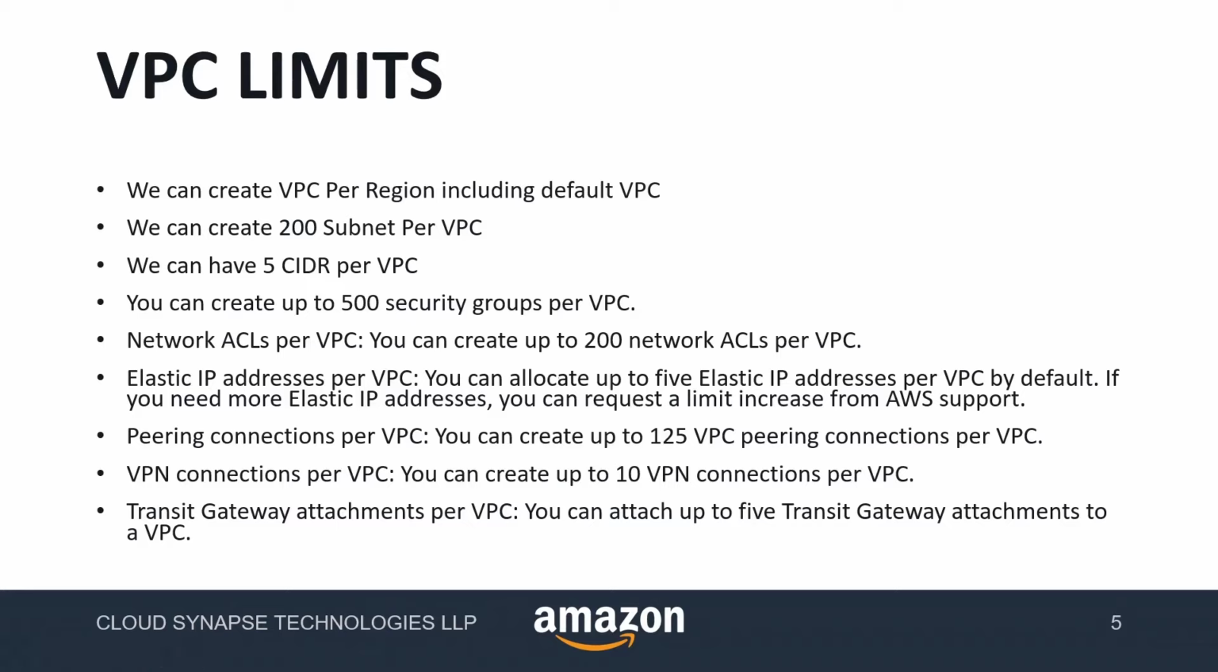And then VPC peering connections we can have 125, 10 VPN connections per VPC, and about 5 transit gateway attachments per VPC. So these are all the limits for the VPC.